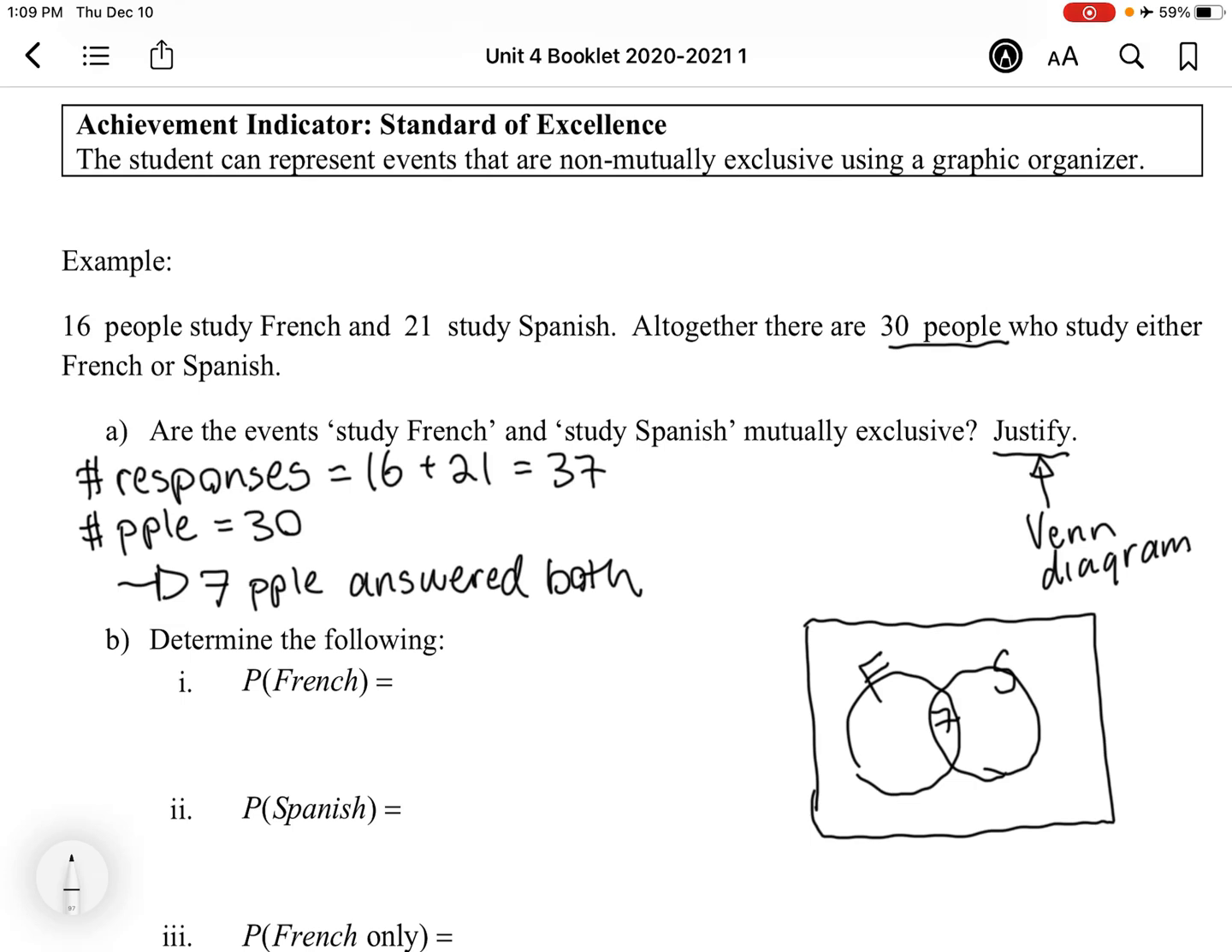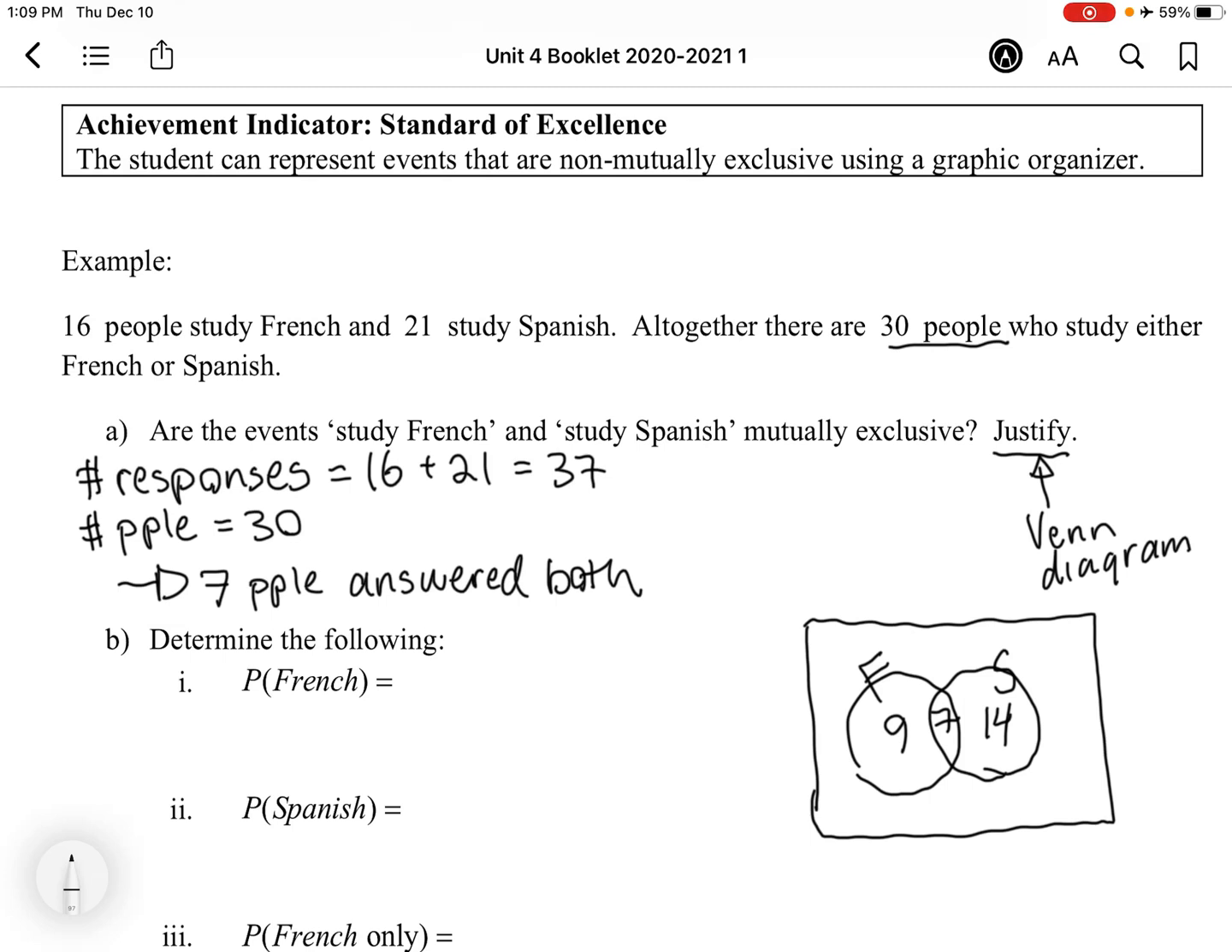Now to figure out the rest of the diagram, well, my French circle has to add up to 16. So 7 plus what is 16? 7 plus 9 is 16. So this has to be 9. Okay, and then 21 people study Spanish. So 7 plus what is 21? The missing number here is 14. 7 plus 14 equals 21.